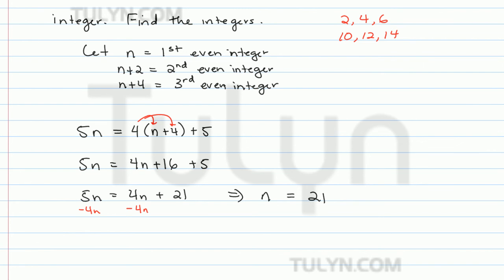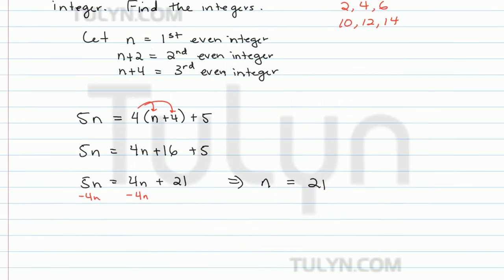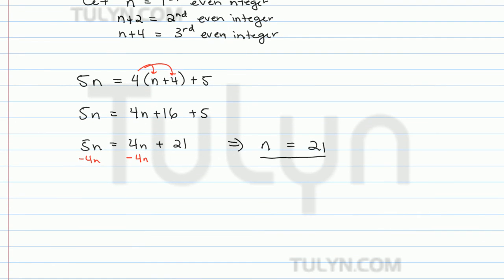But now notice that the problem said that we were looking for 3 consecutive even integers, and the n that we got is an odd integer. So because 21 is not an even integer, then we have to conclude that there is no solution.